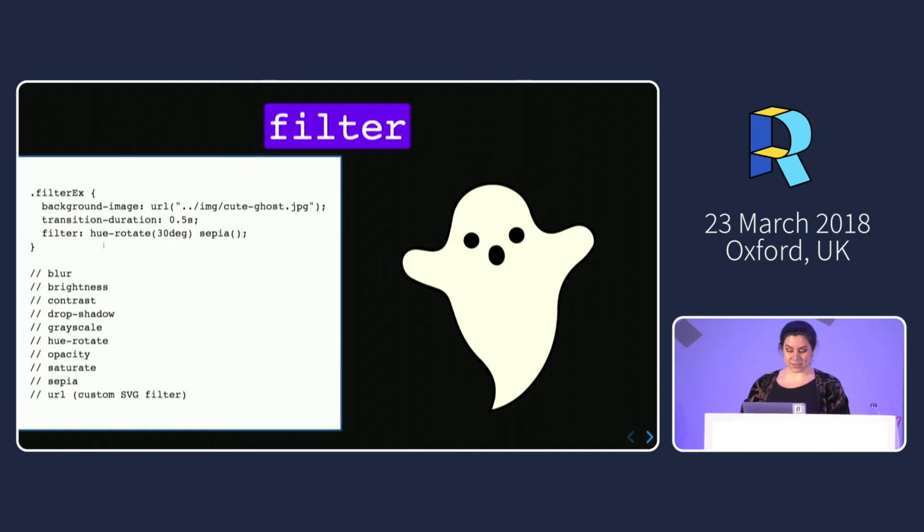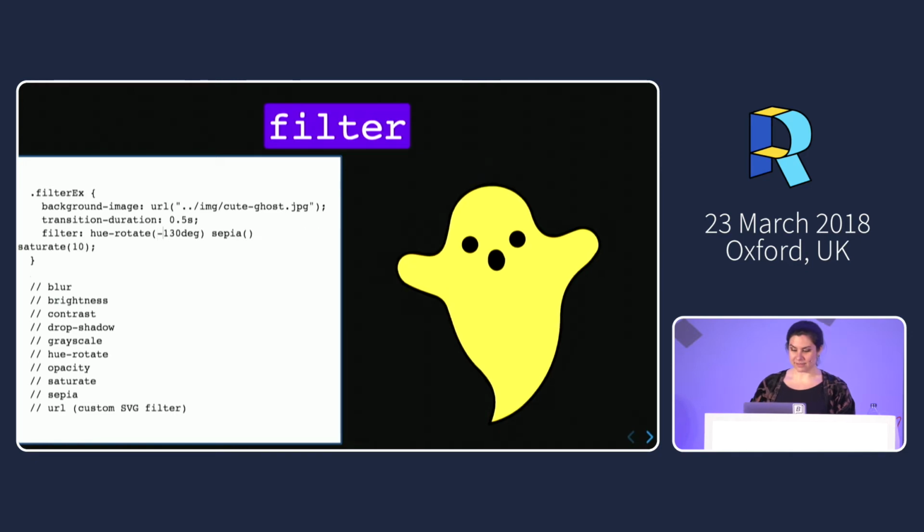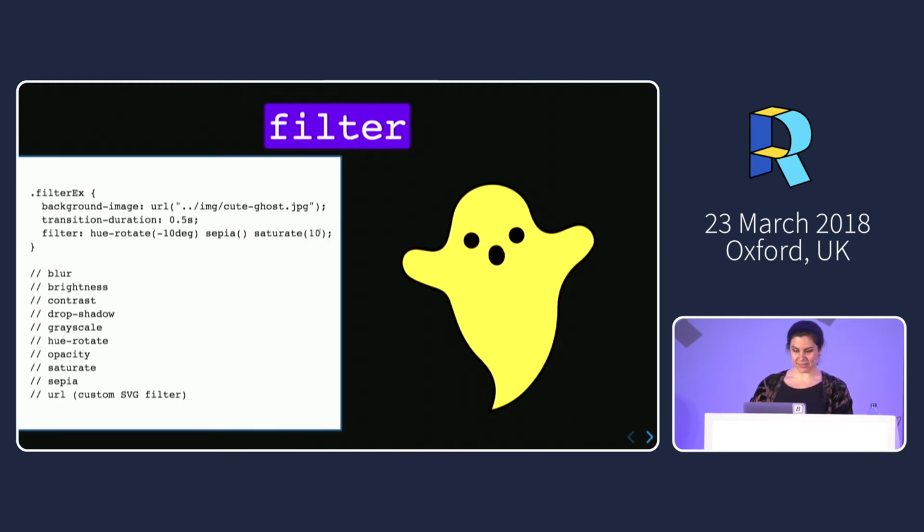But then what we can do is just chain these filters, because with filters, you can just list on and on and on. Let's make it really saturated. So now it's yellow. And now we can adjust this hue rotation, make it like negative 130 degrees. Did I do something?